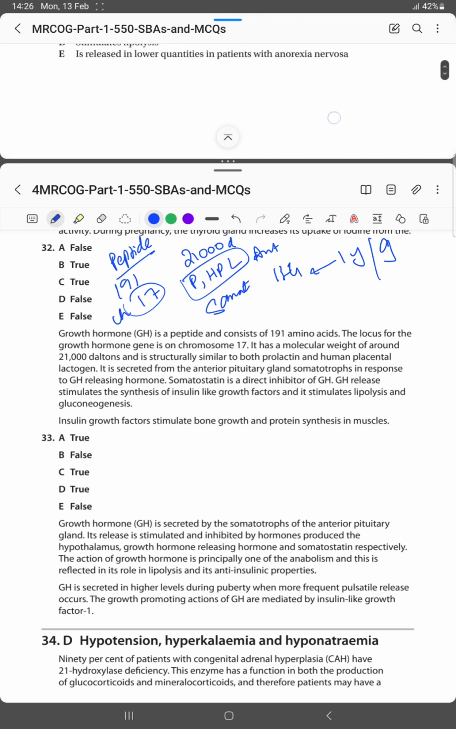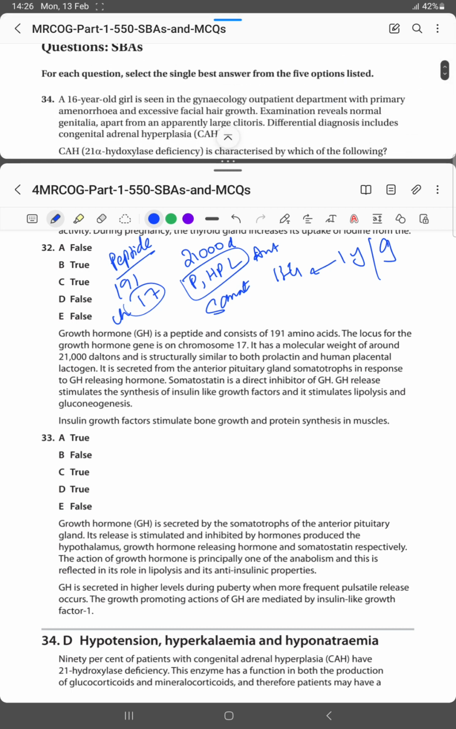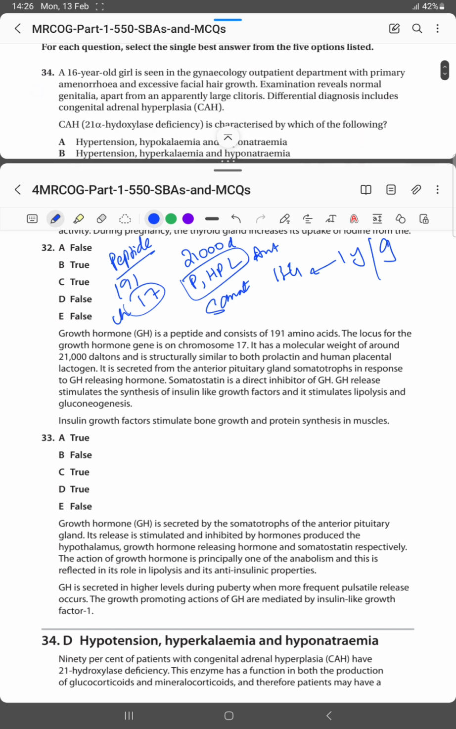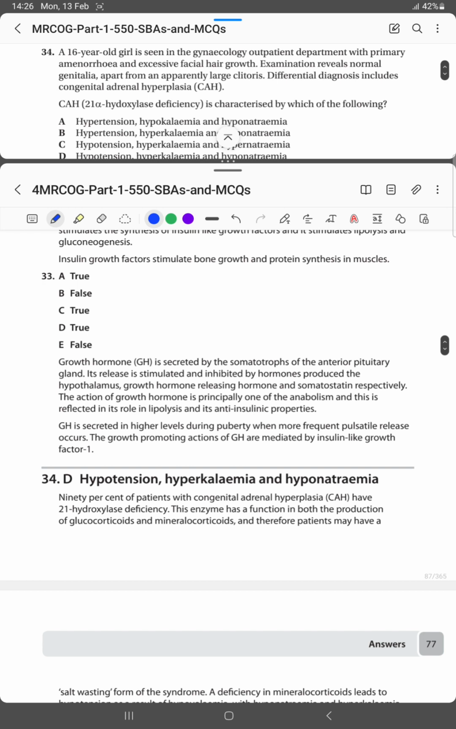Now let's move toward the next question. We have ended the true and false here. Now we are going to move towards the SBAs, and there is a simple answer for each question. We just have to answer with the single best answer.